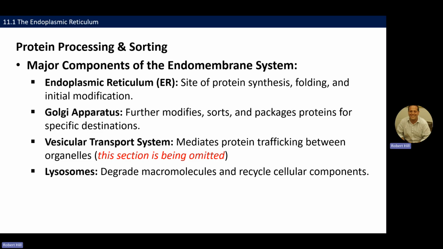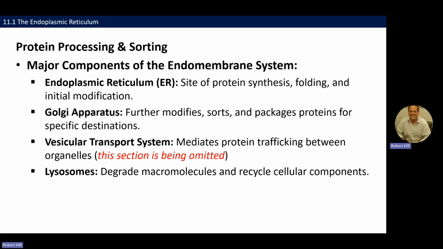Even the rough ER, which is the component of the reticulum that is associated with the ribosomes, interact with the ER, but they come off. So they transfer from the cytoplasm to the rough ER and back and forth.